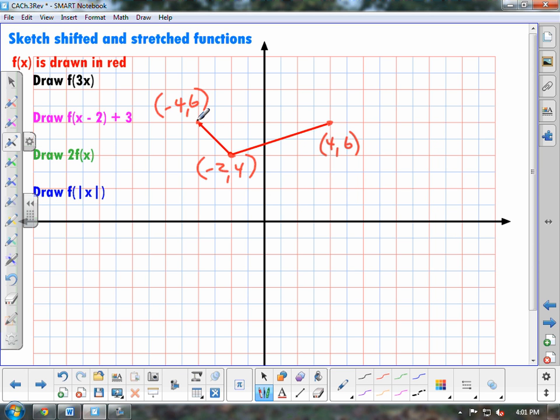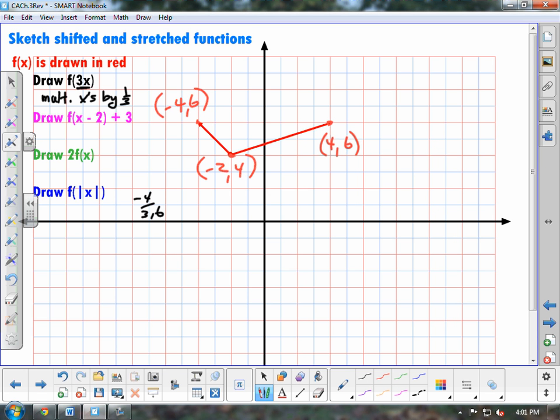Starting with this black one, f of 3x. So because it is with the x, that means it is going to impact the x value in the inverse of what is happening here. So you are going to be multiplying x's by 1/3. And so taking a -4 times 1/3 would be a -4/3, comma 6.